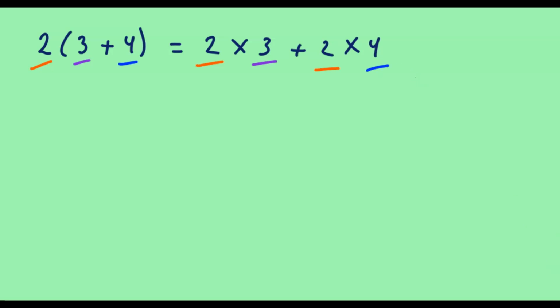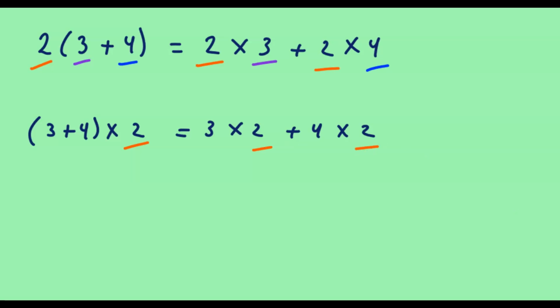We can also use the distributive law in this form. Let us consider (3 plus 4) times 2. Then we will have 3 times 2 plus 4 times 2. Once again, we can see that the factor 2 has been distributed to the terms in the parentheses. The first term is 3 and the second term is 4. So this is an example showing the use of the distributive law.